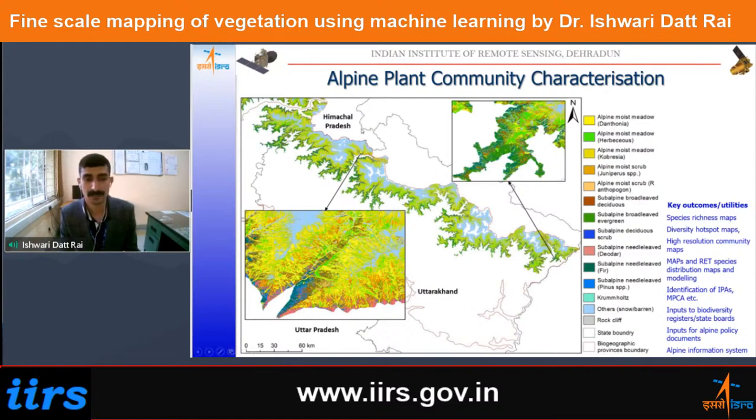These high resolution maps were not available, and these areas are highly sensitive to different kinds of changes in the climate, as well as anthropogenic pressures, because the high altitude landscapes are under immense anthropogenic pressure. Such information on the distribution patterns of vegetation and species richness maps, based on these maps, we can generate diversity hotspot maps, and see where medicinal and important aromatic plants are distributed. We can identify important plant areas, medicinal plant conservation areas, and it is also useful as input to biodiversity registers and the state biodiversity boards for their different conservation plans. This will soon be available in the Alpine Information System, and these high resolution maps can be used by different groups of stakeholders and other users.